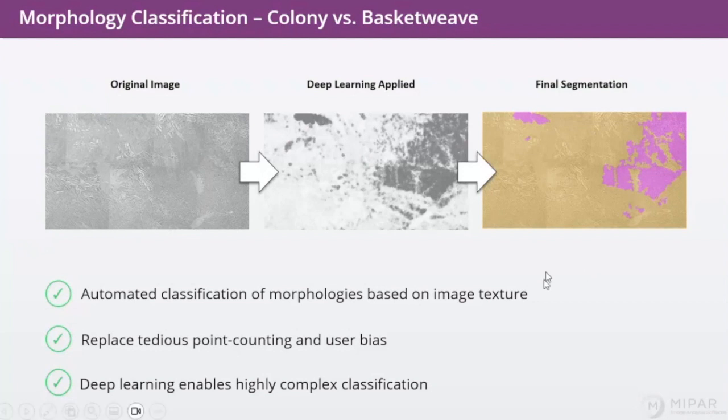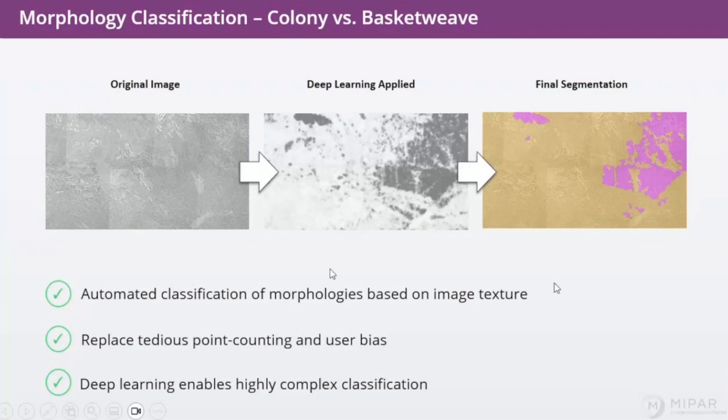So deep learning really likes the texture and it really likes the color. So by training a quick model, you can see the final segmentation, that the two different morphologies were correctly segmented and identified.